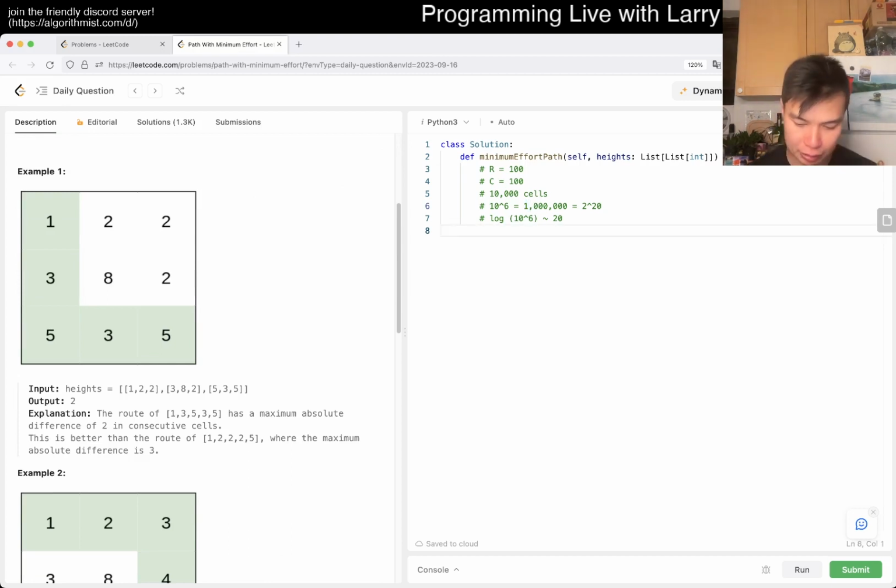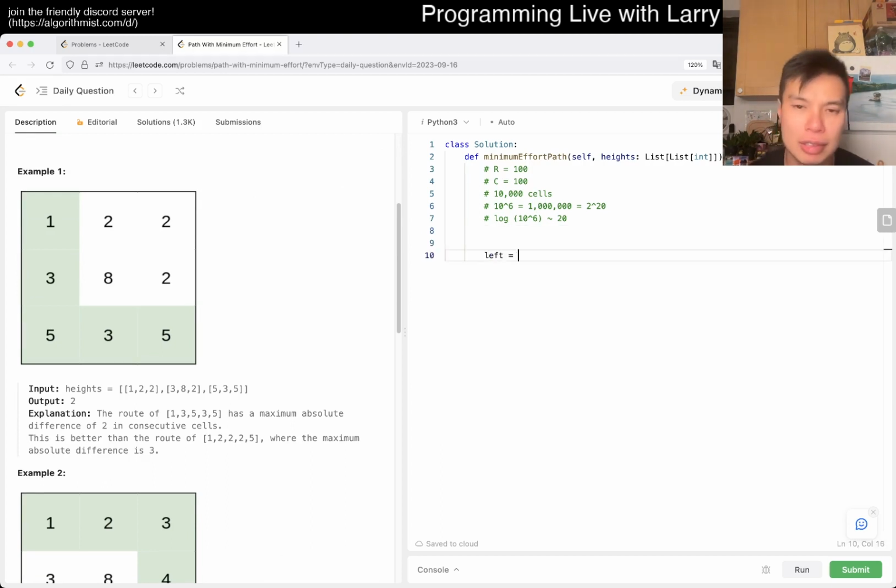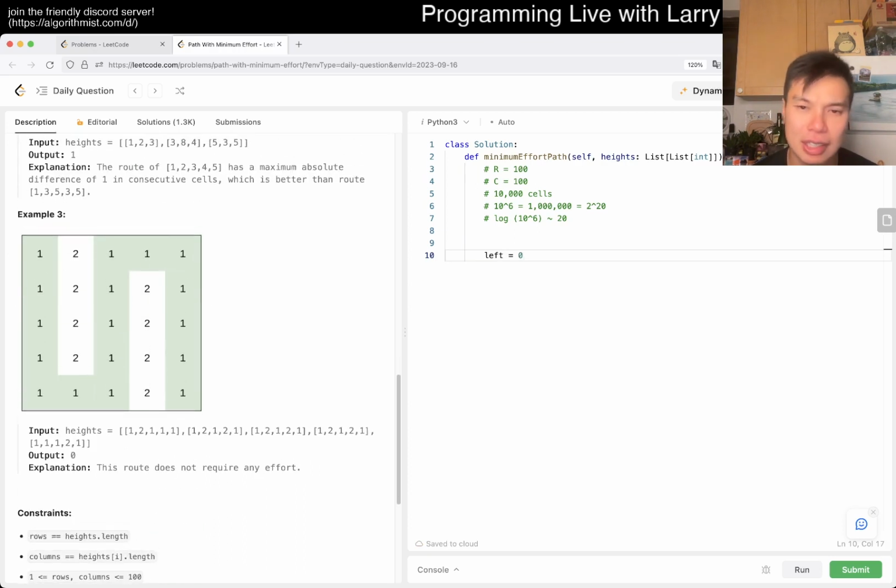Yeah, I mean, I think that's it. So let's get to it. So left is going to be 1 because that's the... Oh, actually, no, that's not true. It's going to be 0, I suppose, like in this case. So yeah, so the end.